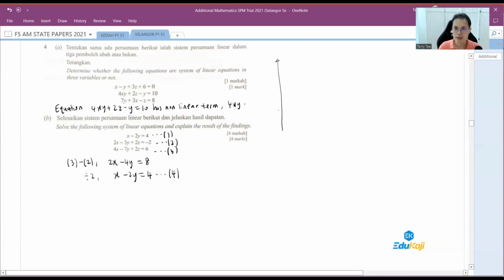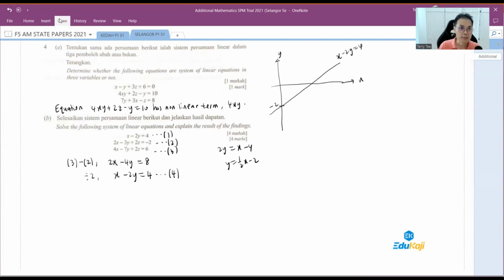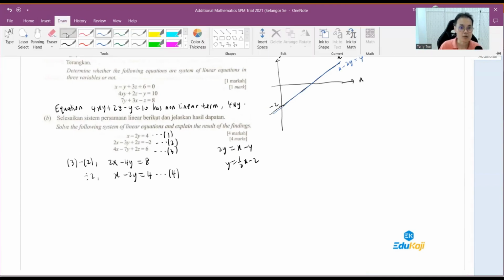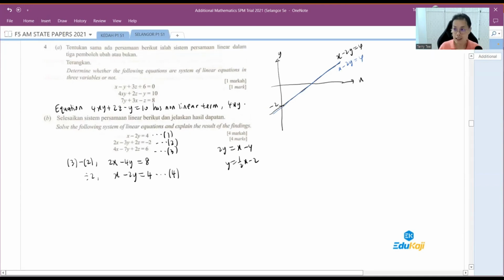So the concept behind this: if I were to sketch this straight line graph, you can bring over and say 2y equals x minus 4, y is half x minus 2. That means it's a straight line graph with a gradient of half and y-intercept of -2. So this is your first line, x minus 2y equals 4. However, my second line, equation 4, has the same equation, therefore it is the same line. They are actually overlapping. So when they overlap, how many solutions would I have? The answer is an infinite number of solutions.